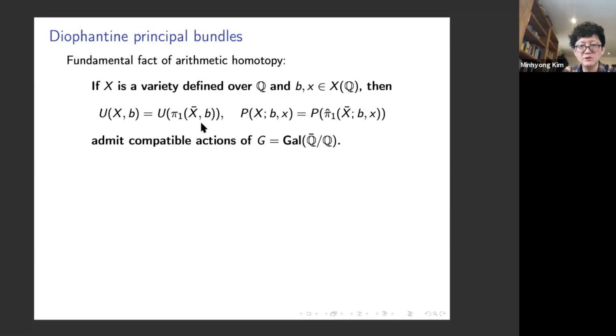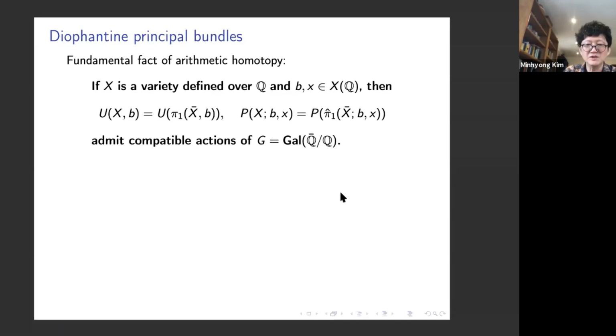But let me now finish what I was saying. If you take the unipotent completion and associated principal bundles like this, if the variety happens to be defined over Q, and b and x are rational points, then in fact these groups admit compatible actions of the Galois group of Q bar over Q. This is the key extra structure. So if I want to say this in a slightly mysterious form, these groups and principal bundles, if everything is defined over Q, have this kind of secret arithmetic symmetry, which gives them extra structure.